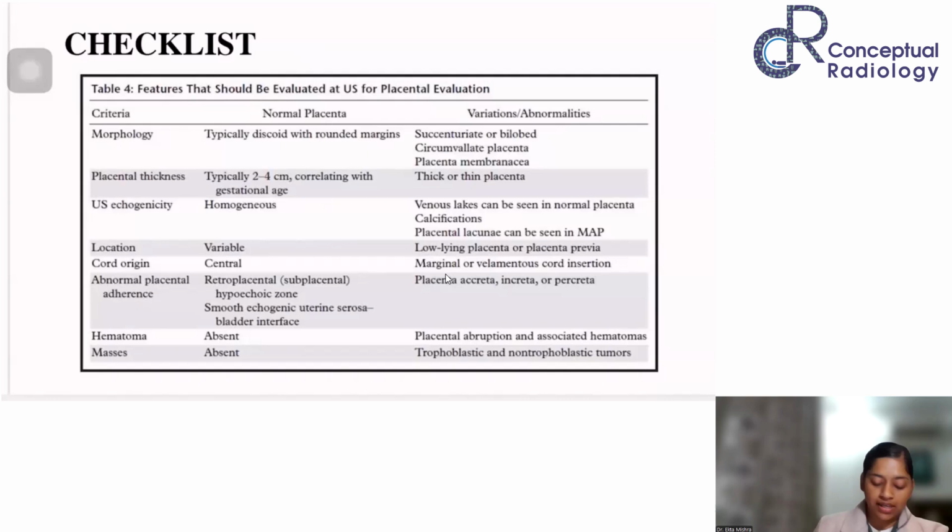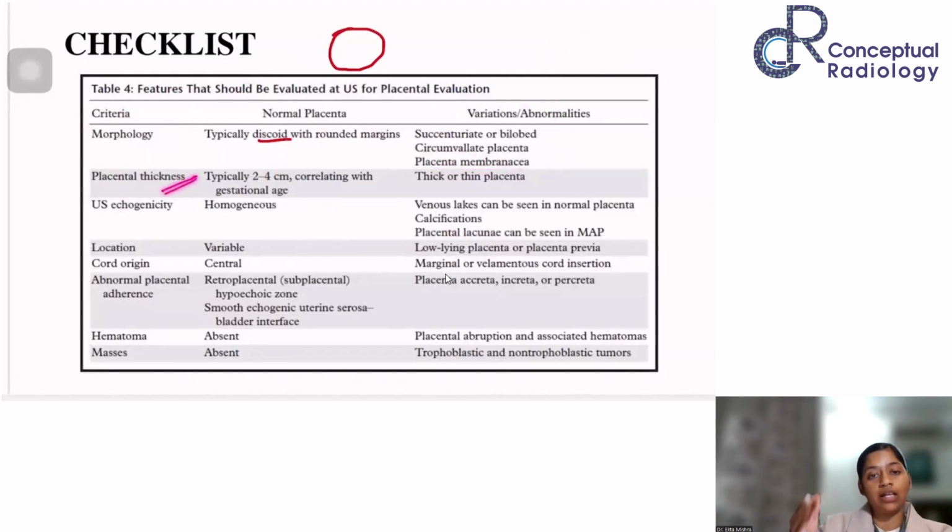So when you're evaluating the placenta, we'll start with evaluating the morphology of placenta. Placenta is typically discoid and has rounded margins. The variations or abnormalities include succenturiate placenta, or if the two lobes are symmetrical in size, bilobate or bilobed placenta. Then we have extrachorial placentation, circumvallate placenta, and membranacea. So these are the variations, and they have some related abnormalities or associations with them.